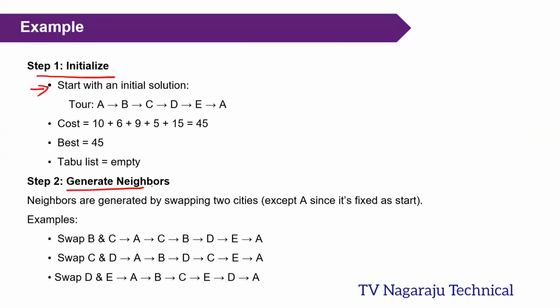Now, generate neighbors. Here you can use any neighboring rules. The neighbors are generated by, here my rule is swapping. You can change anything. My rule is swapping. Remember, A is the starting position, so no need to swap. Here what I am doing, A is fixed. I am swapping the cities B and C. So that means, instead of A to B, now observe, if you are swapping B and C, I am moving from A to C and then C to B.